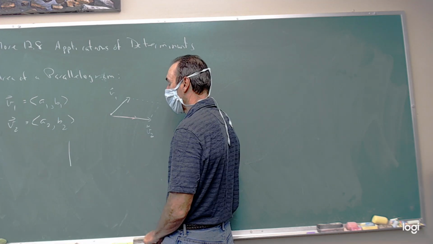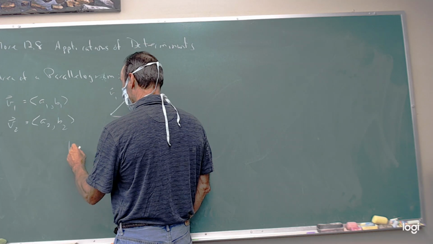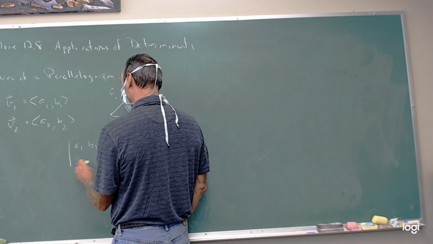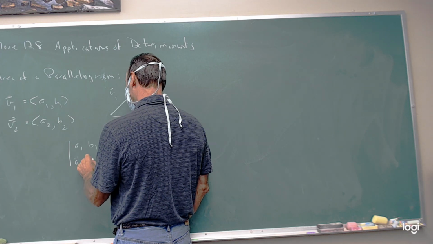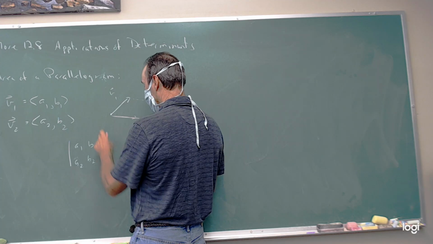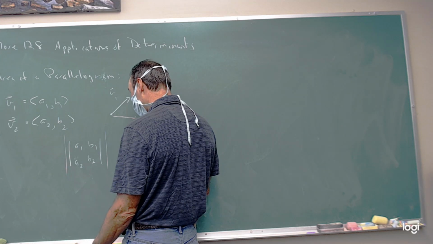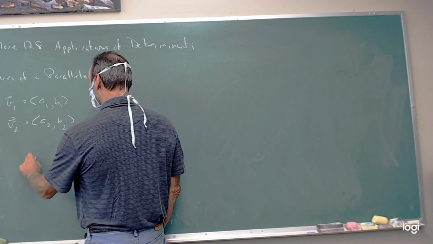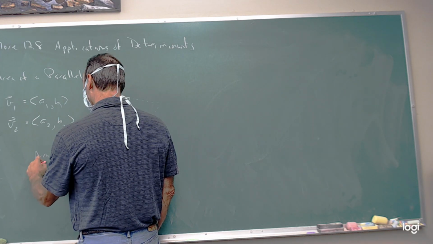So at any rate, what we're going to say is that this A1, B1, A2, B2. Now there's not a great way to write this. The absolute value of the determinant, I don't know what that is. That is going to be our area of the parallelogram.